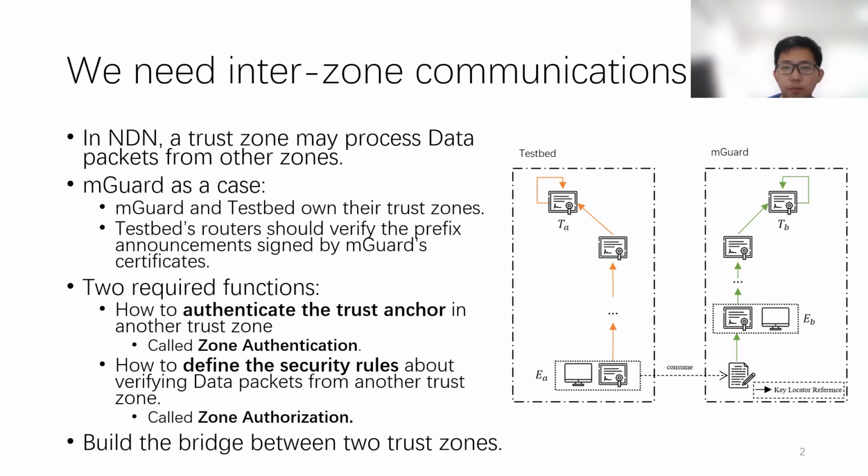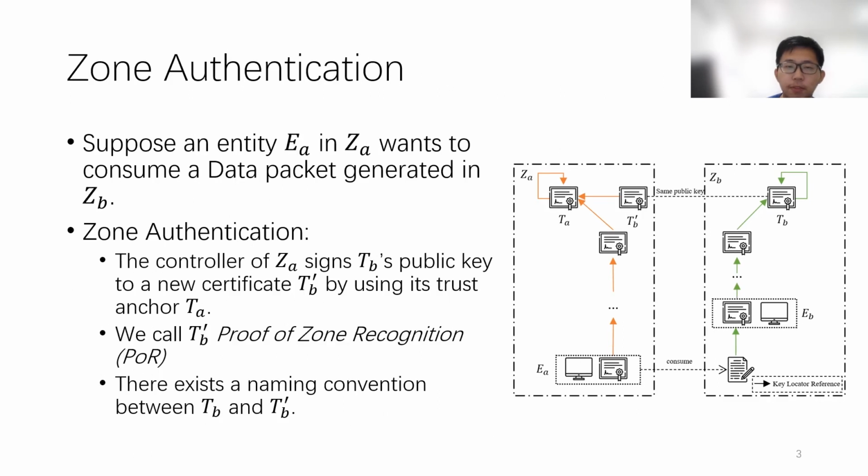Our work is to build a bridge between 2 trust zones. In general, we suppose that an entity EA in a trust zone ZA wants to consume a data packet produced in ZB. In zone authentication, the controller of ZA will issue a certificate TB-cert whose public key is the same as the trust anchor TB. This certificate will be signed by the trust anchor TA. We call TB-cert the proof of zone recognition, POR.